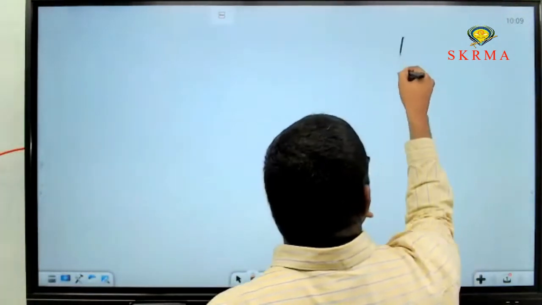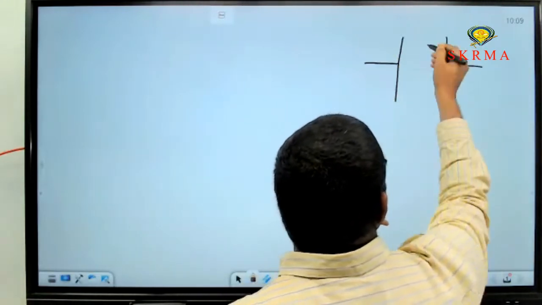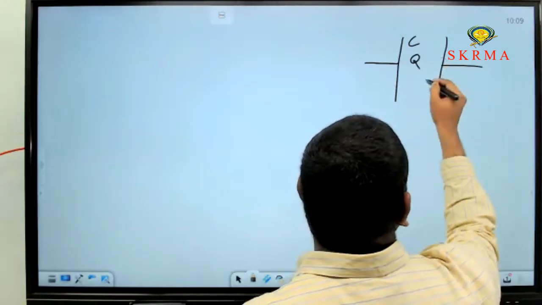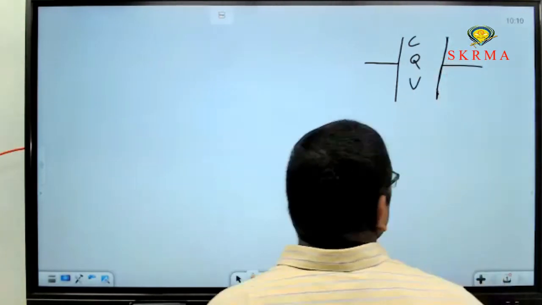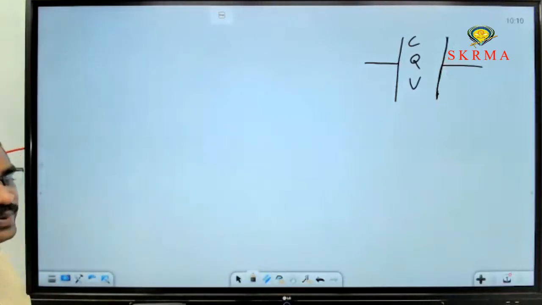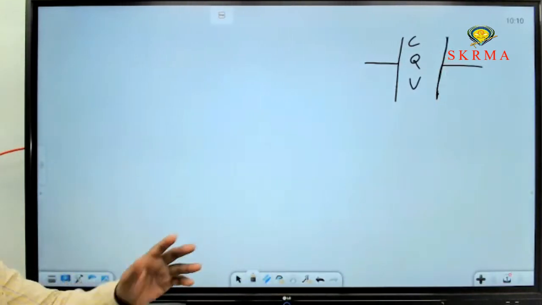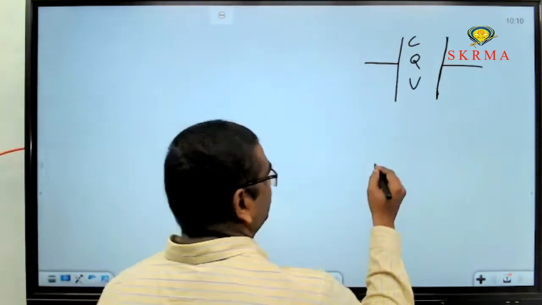So here one capacitor is there. This is of capacitance C. What is the charge on this one? Q. What is the potential across this one? V. Here initially one capacitor is there. What are the properties of that one? C is the capacitance of that one. Q is the charge on that one. V is the potential across the capacitor plates.